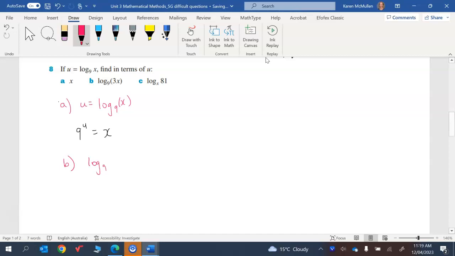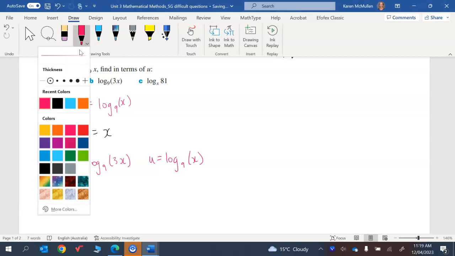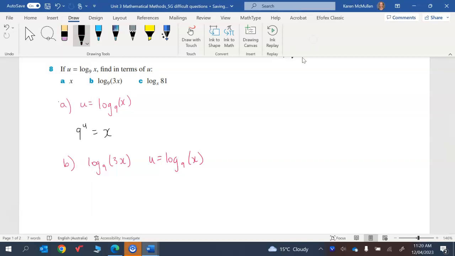Log base 9 of 3x. And I'm just going to write u again. Sometimes I sit there thinking, what am I doing? And then I forget that in the question it told me u is equal to log base 9 of x. So we want to see if we can find this, because remember u is equal to this.